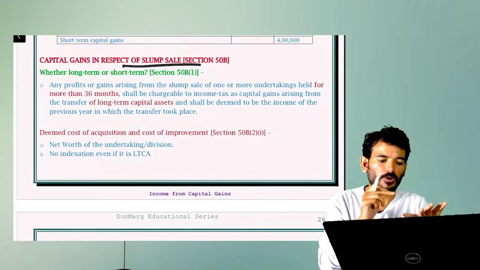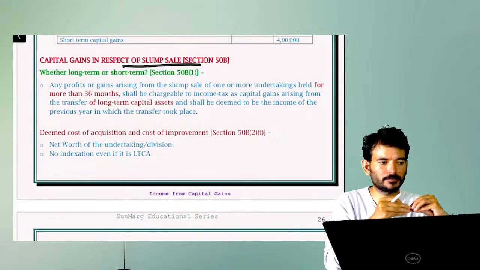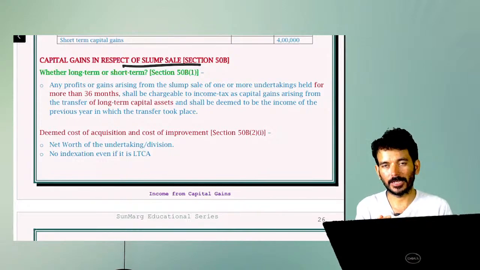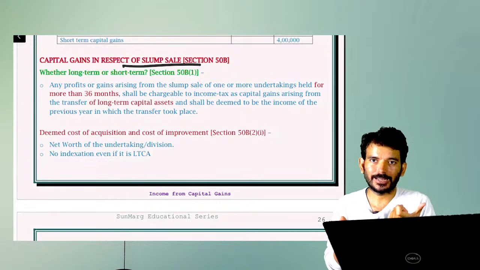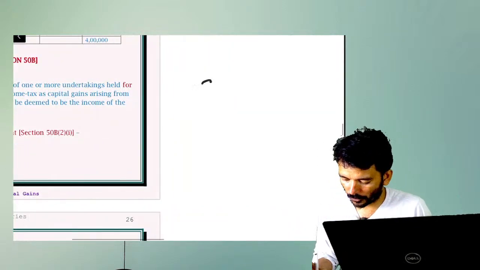So I'm not valuing each asset and each liability separately, not like that. Entirely, on a lump sum blanket amount, I'm selling for some price, right? That is called slump sale. If that is the case, what is your selling price? Whatever the amount I'm getting, you apply section 48, you will understand.